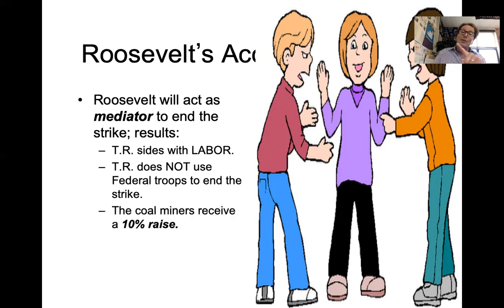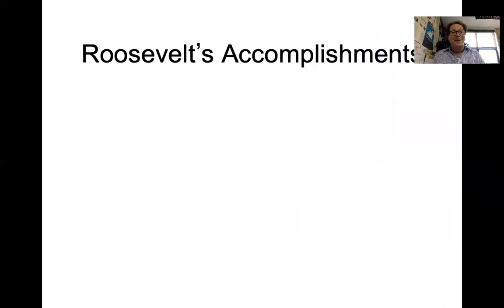As a matter of fact, Roosevelt believed that coal miners were right, and they also deserved to earn a 10% raise. So now they're making $600 a year. They were making $600, I should say. So 10% of $600 is $60. So now they're making $660 a year. Now it's still not great, but $660 is still better than $600.